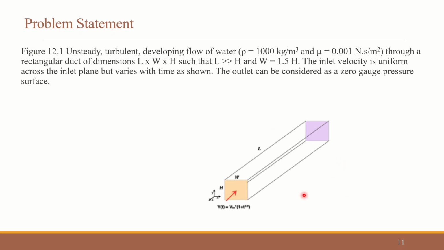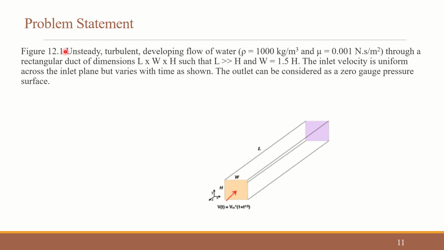So this is figure 12.1, wherein we have a water flow through this rectangular duct, which has length L, very much larger than its width and height, this is H. So width is 1.5 times the height, and length is very much greater than height. This is the cross section of the pipe, and the inlet velocity is uniform across the inlet plane, but it varies with respect to time. So it is given by V(t) equal to V in into 1 plus t to the power of 1 by 2.